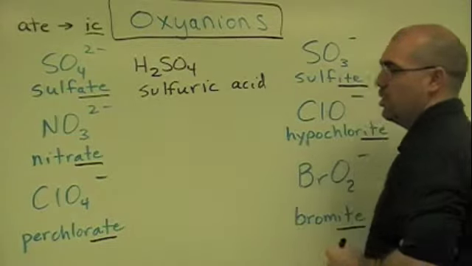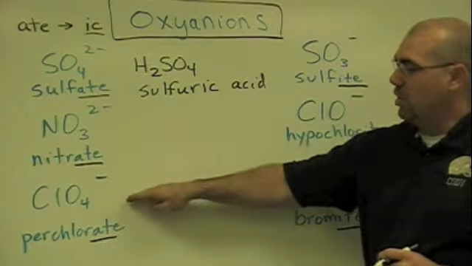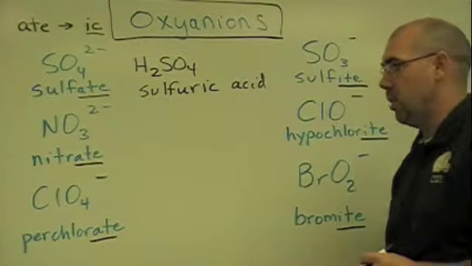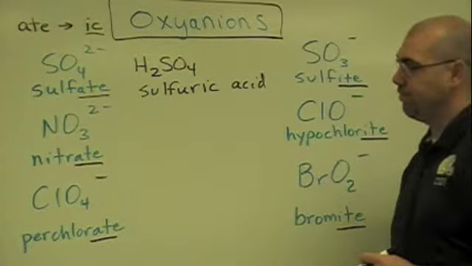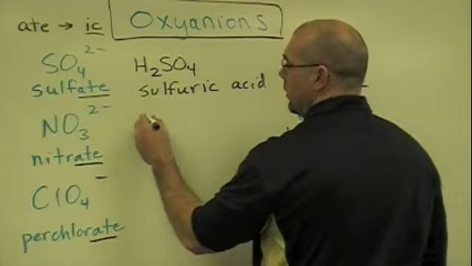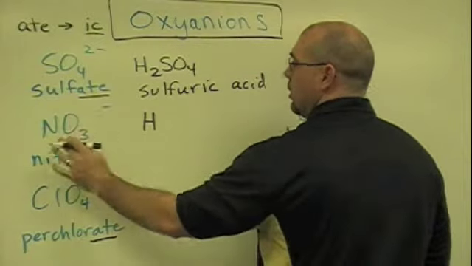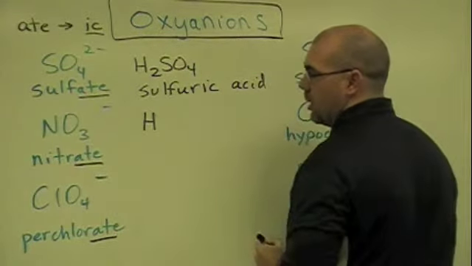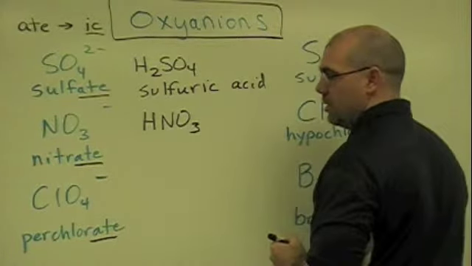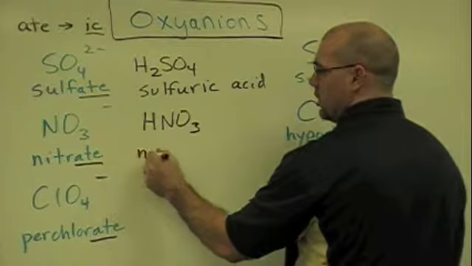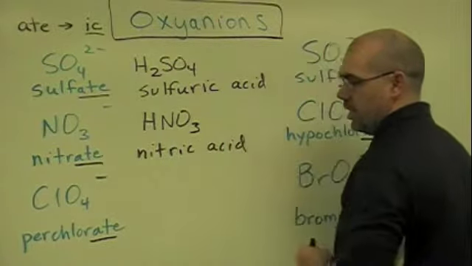So what I want you to do is pause the video, build these next 2 acids and name them, and come back and check to see if I get the same thing as you. Okay, so you take one, that's a typo. Nitrate has a charge of -1, so it only needs one hydrogen. So this is ate to ic, nitric acid.